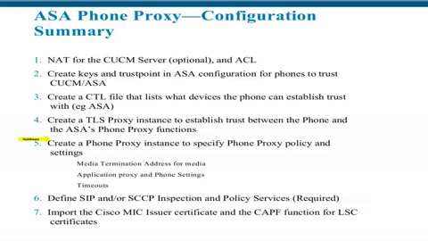Step 4 and 5, you must create 2 instances. Step 4, the TLS proxy instance is used to establish trust between the phone and the ASA phone proxy function. And step 5, create a phone proxy instance to specify phone proxy policy and settings. Step 6, define the policy to enable phone proxy for SIP and skinny inspection. And step 7, depending on your deployment, you must import some certs from the call manager to the ASA.